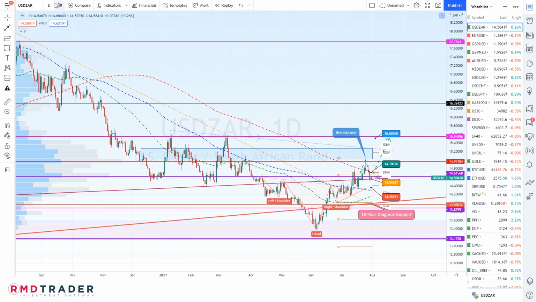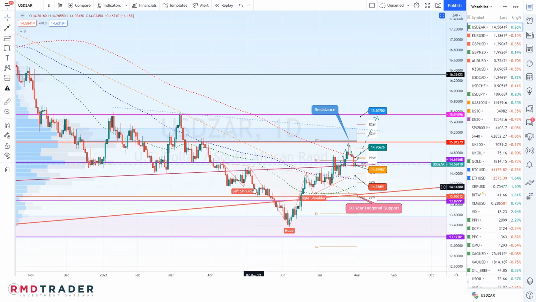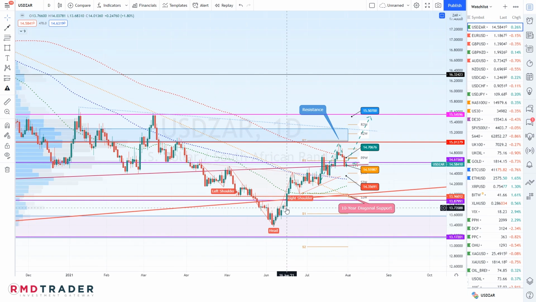Now, if I were to go back to the weekly or the monthly time frame, we will be able to draw this diagonal support line 10 years back to see that it was tested quite a number of times, with price always being rejected from it and finding support from this level, this dynamic level.